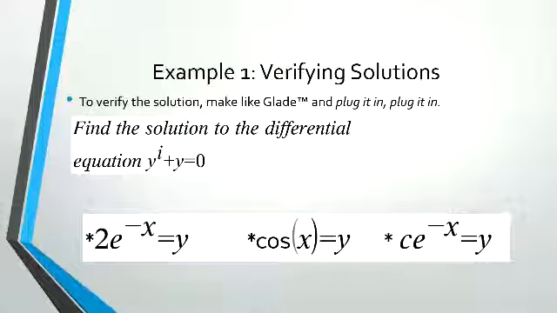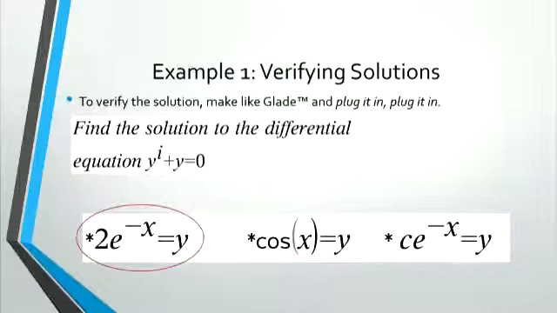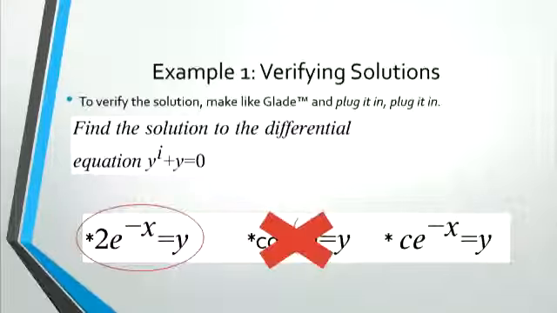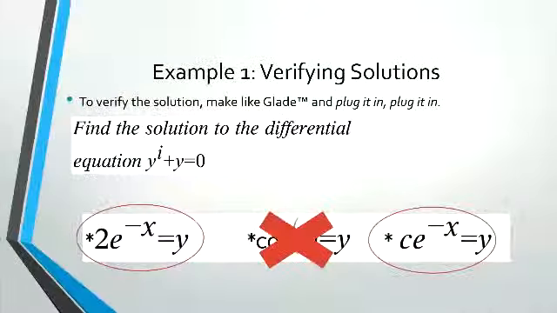Among these, which are solutions? We can tell that the first one is because you end up with negative 2e to the negative x plus 2e to the negative x, which ends up giving you 0. When you try out cosine, you end up getting negative sine plus cosine. And even a dog can figure out that doesn't equal 0. Hey! And the last one also works, because negative ce to the negative x plus ce to the negative x equals 0. You should notice that the two that do work are of the same form, and in this case you can use any constant for c.